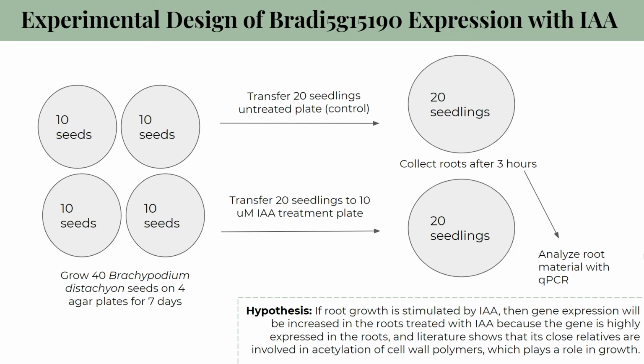And so to set up our experiment, we grew 40 brachypodium seeds on 4 agar plates for 7 days, transferred 20 seedlings to an untreated plate for control, and 20 seedlings to a plate with 10 micromolar of IAA. We collected the roots after 3 hours to extract RNA and analyze the root material with qPCR.